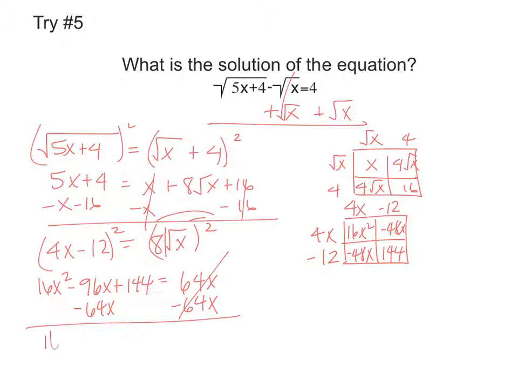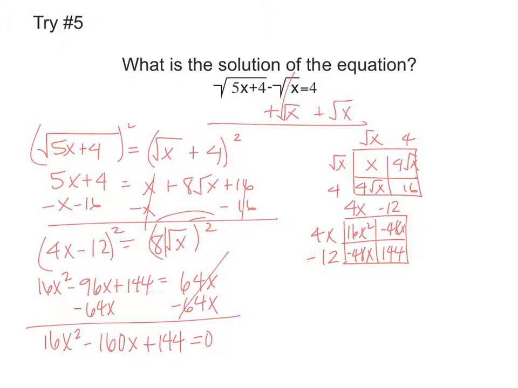And I'm left with 16x squared, let's see, that is negative 160x, plus 144 equal to 0. All right, so from here, we should find their greatest common factor and factor it out. So let's check. All right, so everything can be divided by 16. So 16 is our greatest common factor here.